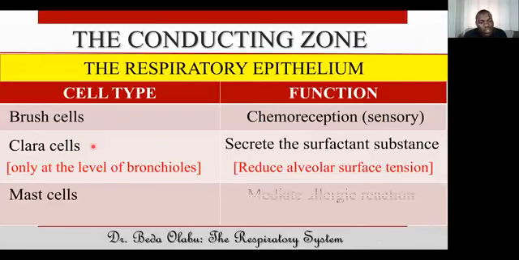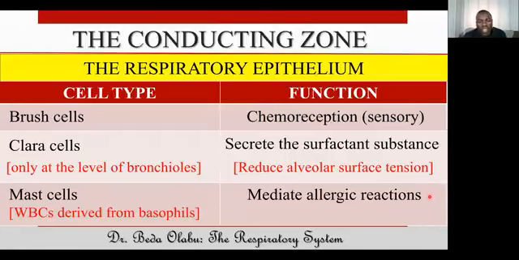The mast cells, you must have come across them in immunology. We also mentioned them when you were looking at blood. They mediate allergic reactions. Remember that mast cells are actually derived from basophils, and usually they mediate allergic reactions by cross-linking immunoglobulin E. Or rather, the immunoglobulin E is attached to mast cells, and so when the immunoglobulin E is cross-linked, it mediates allergic reactions.